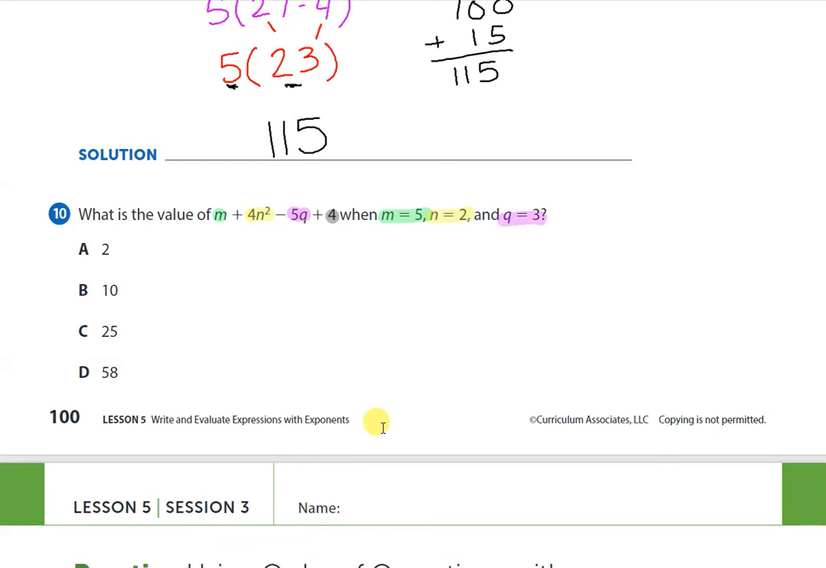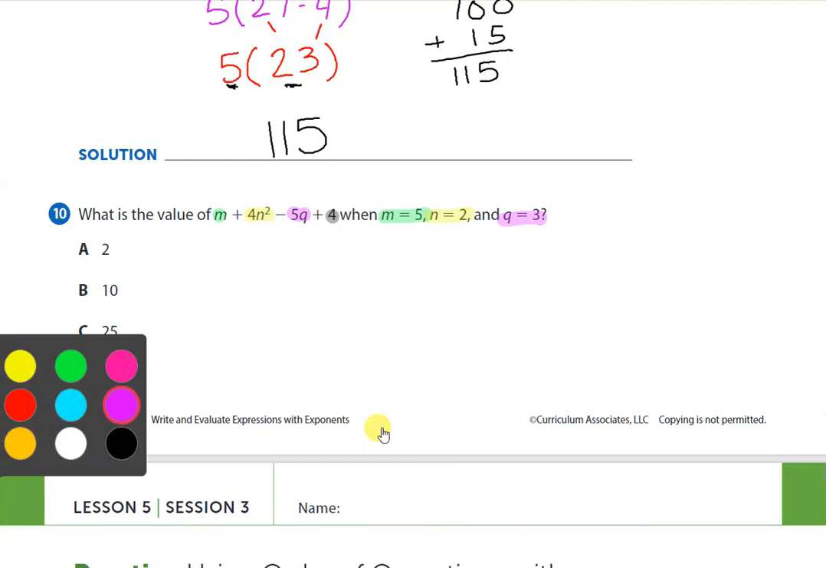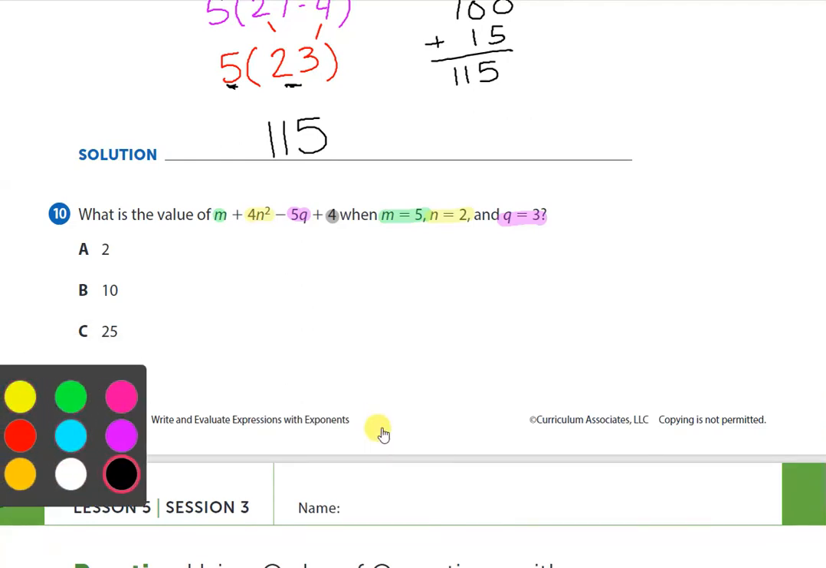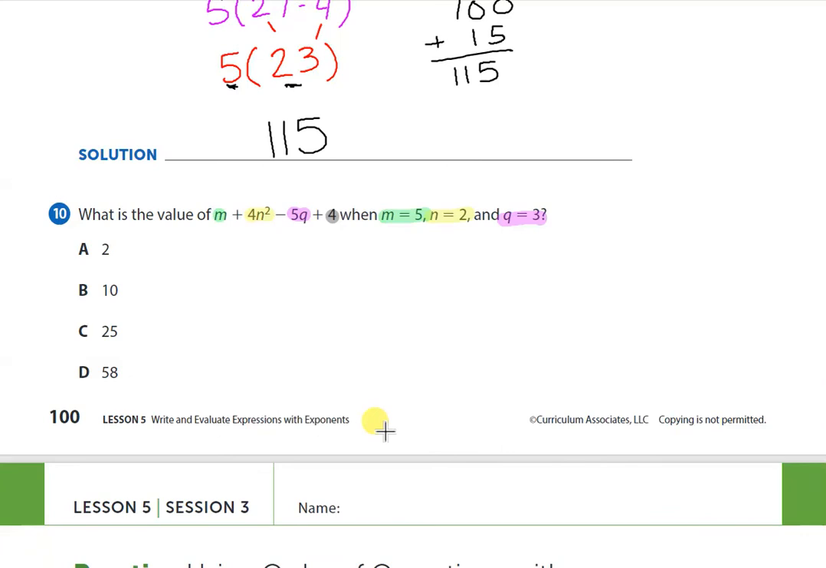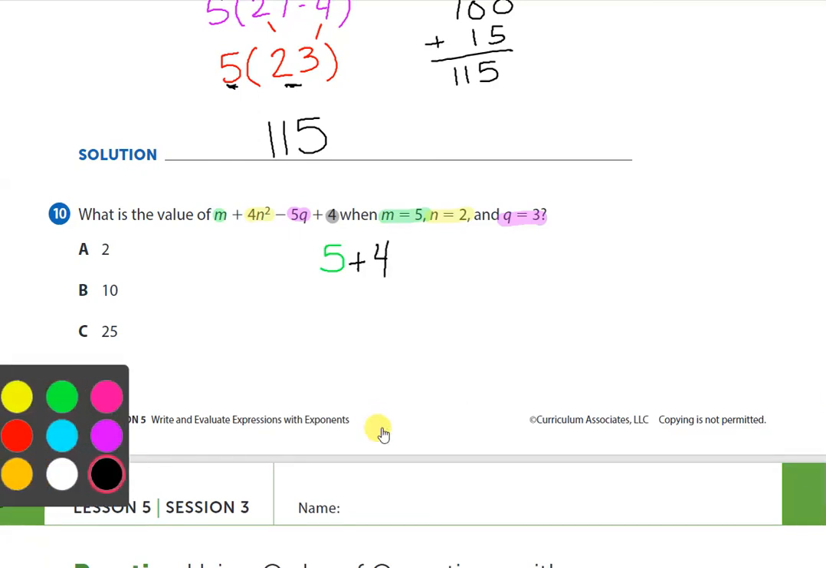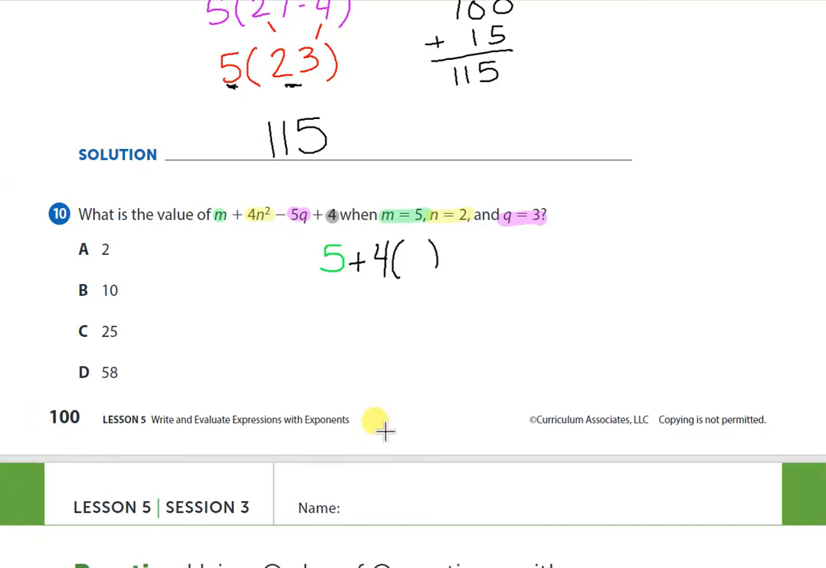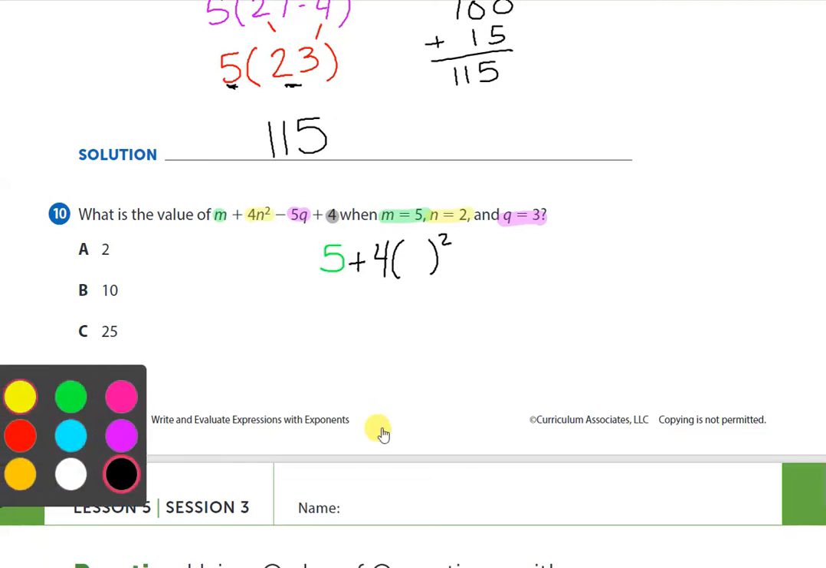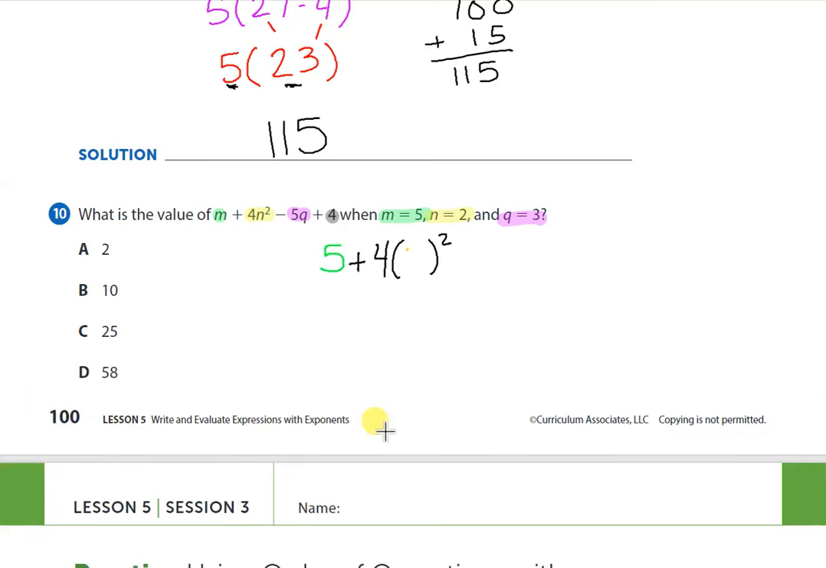So it's got all these variables in there, but it gave us the values already, so we can just write them in. Okay, the first one is m. m is 5 plus 4 times n squared. Well, n is 2. Plus 5 times q, but q, it says to put 3. There we go. And then don't forget this plus 4 at the end.